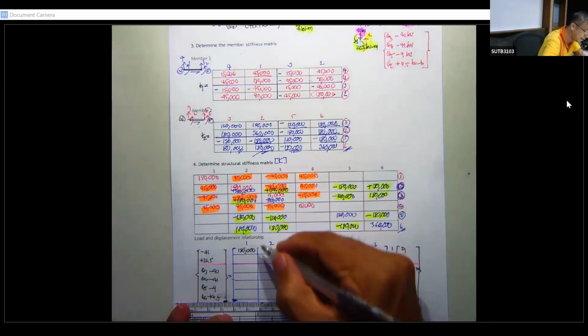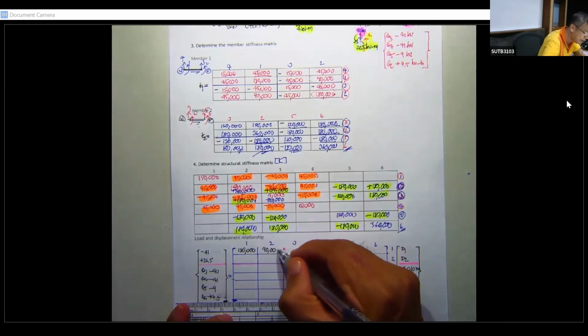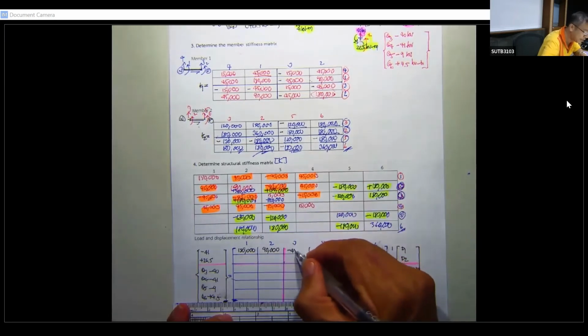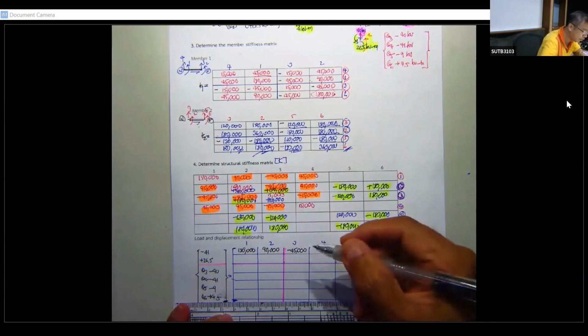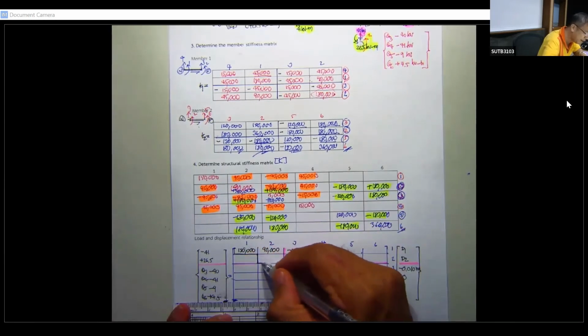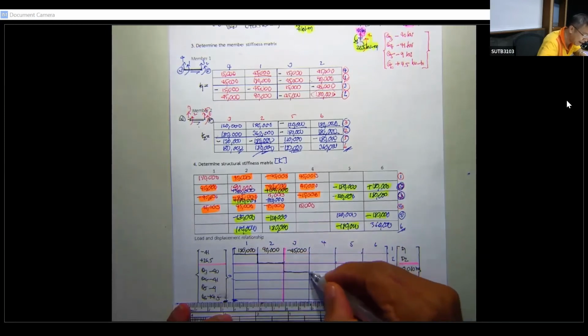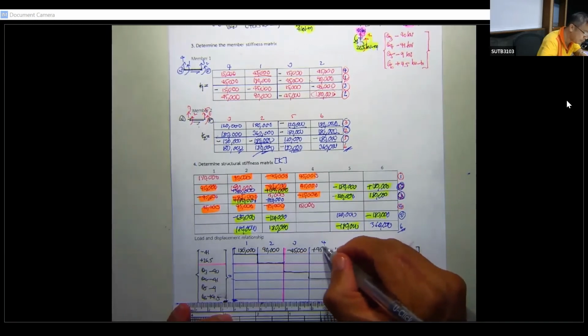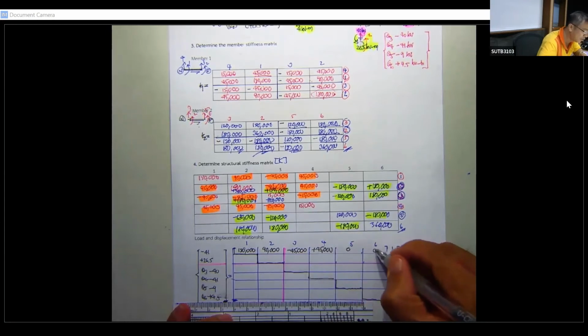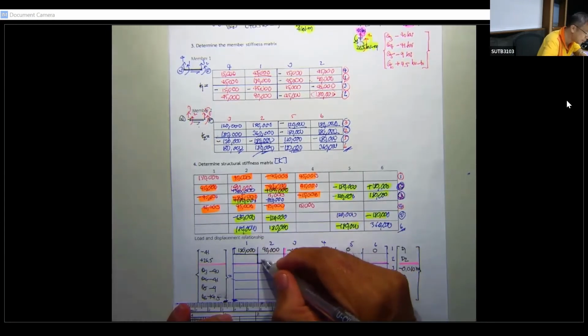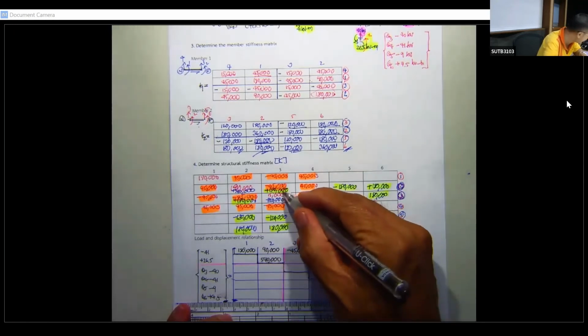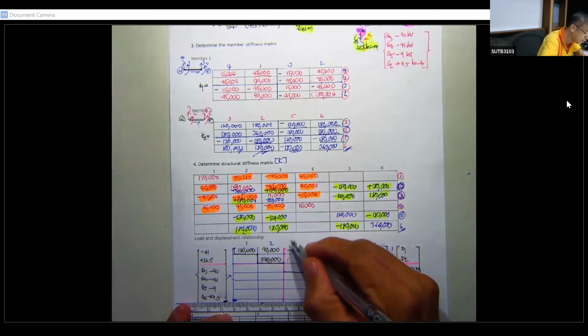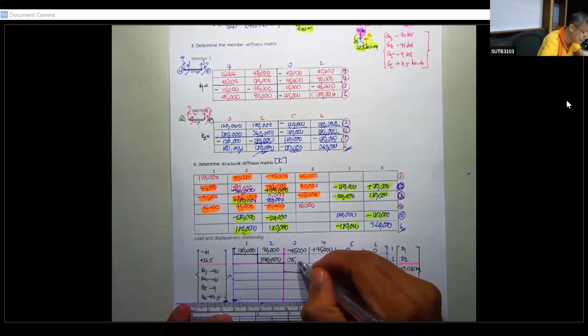180,000, and I will work like this because I know it's going to be a symmetric matrix. So I'm going to just put the first portion of this, and then I will copy everything later. Okay, this one is going to be 45,000, 0, 0, and this combination is going to be 540,000, and this is going to be minus, and minus 45, 135,000.